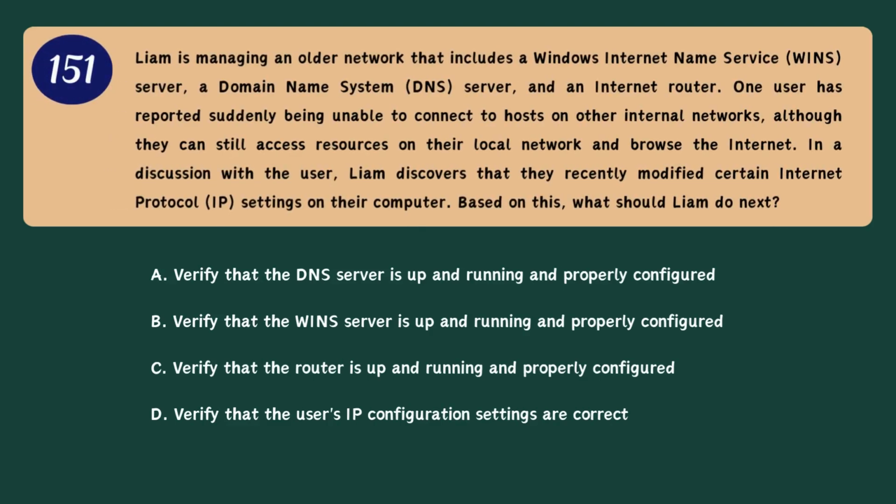Question 151. Liam is managing an older network that includes a Windows Internet Name Service server, a domain name system server, and an internet router. One user has reported suddenly being unable to connect to hosts on other internal networks, although they can still access resources on their local network and browse the internet. In a discussion with the user, Liam discovers that they recently modified certain internet protocol settings on their computer. Based on this, what should Liam do next?